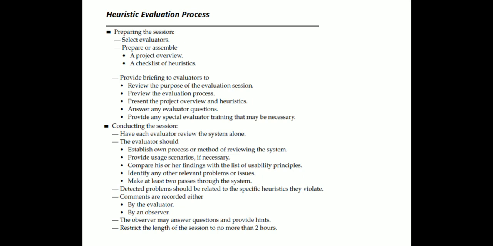During the session, evaluators will compare their findings with a list of usability principles. Then the detected problems should be related to the specific heuristics they violate. Multiple heuristics can be linked to any one identified problem. Other relevant problems or issues can also be noted, and 2 or more passes should be made through the system.